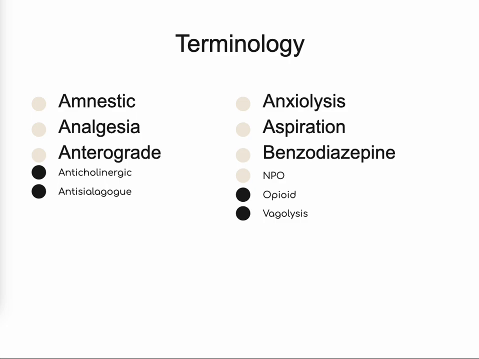We have anticholinergic. This is a drug that blocks certain nerve signals. They are parasympathetic drugs. These reduce saliva production. We have our vagolytic. They block the vagus nerve. We have anxiolytics. These reduce anxiety. Aspiration, inhaling something into the airway by mistake. Benzodiazepine, a type of sedative. When we talk about nothing by mouth, we usually say NPO. So you'll see NPO before surgery.